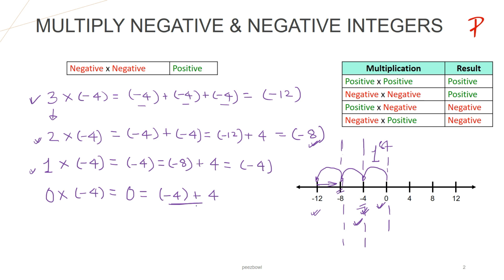Okay. Now I am going to reduce the number of jumps even further. So what will happen when you take a negative jump?